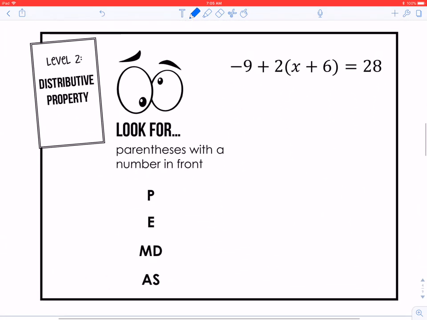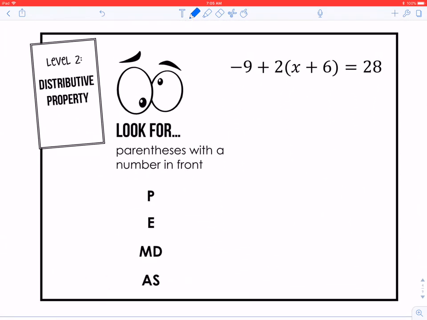Level 2, we're using the distributive property. That means we're looking for parentheses with a number in front of those parentheses. As I spy my parentheses for x plus 6 in this equation, I notice there's a 2 in front of that. Again, side by side means multiply, so we're going to use our distributive property. That 2 is shoved right up against the parentheses, which means the 2 gets multiplied by every piece inside. Not just 2 times x, but also 2 times 6.